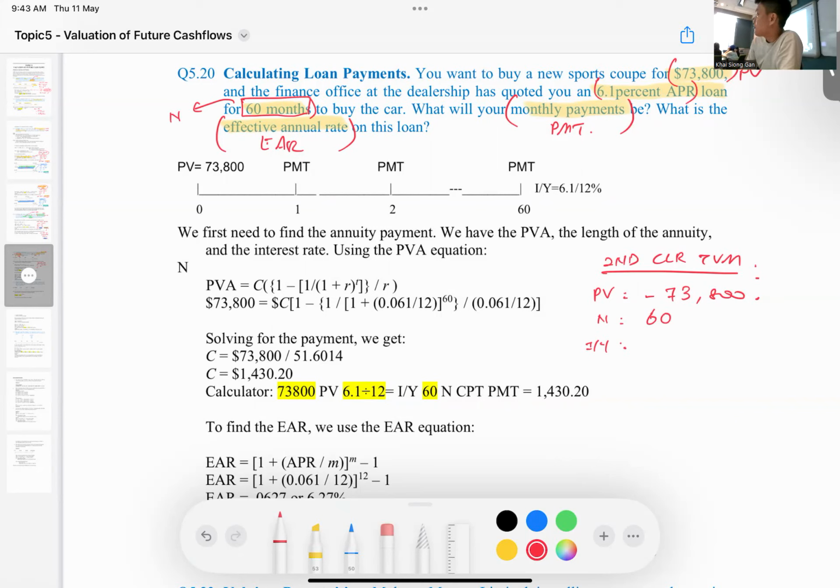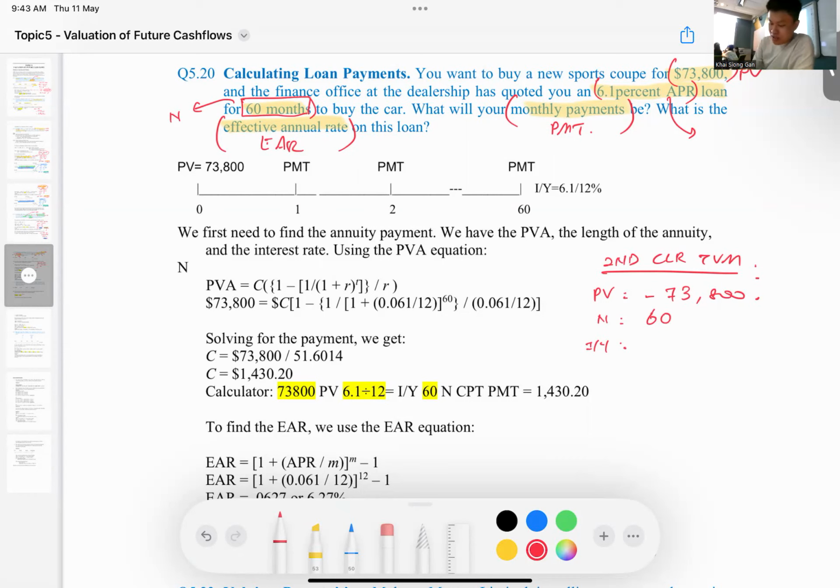为什么要除12? Why we need to divide by 12? Yes, because it's compounded on a monthly basis. So this is how midterms might trick you. So because APR, what is the APR? APR means annual percentage rate. 它是整年的, it is annual. So now I want to calculate the monthly.